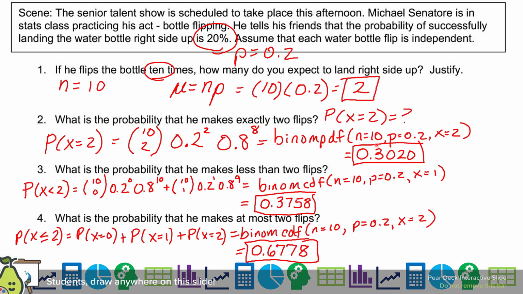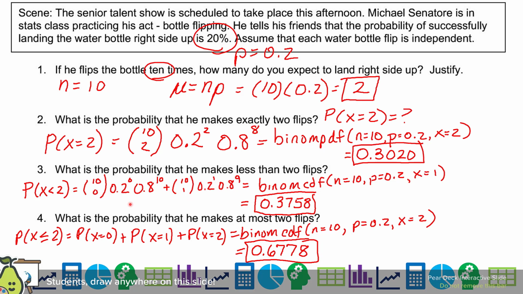So it's binomPDF of n equals 10, p equals 0.2, and x equals 2, and you get 0.3020. What's the probability he makes less than 2 flips? Well, then that means the sample space is he can make anywhere from 0 to 10. Less than 2 would be 0 and 1. So go ahead and write out the formula. I would like to see this on your quiz next time, so go ahead and write it out today.